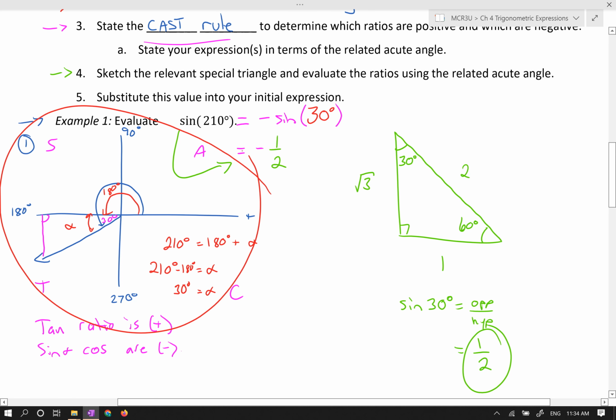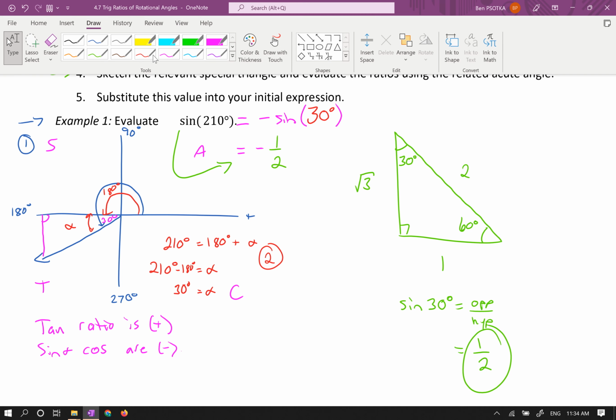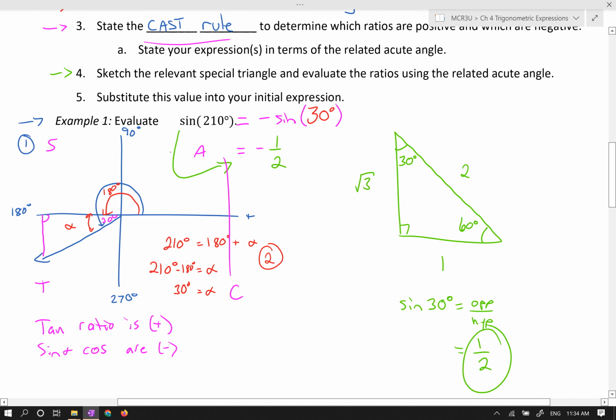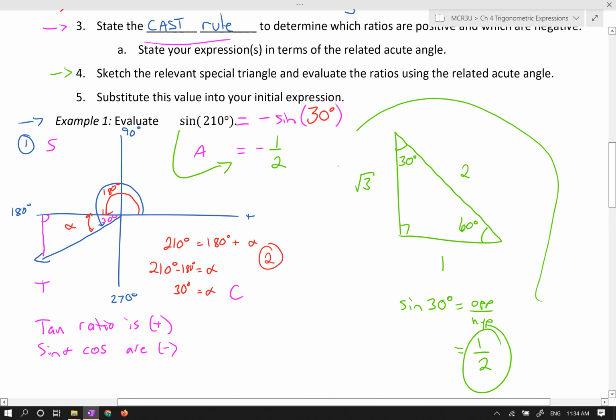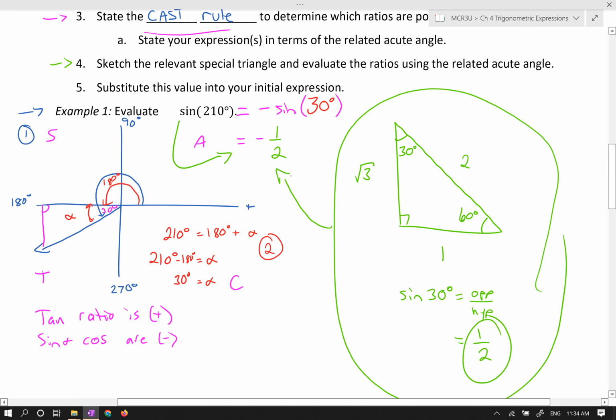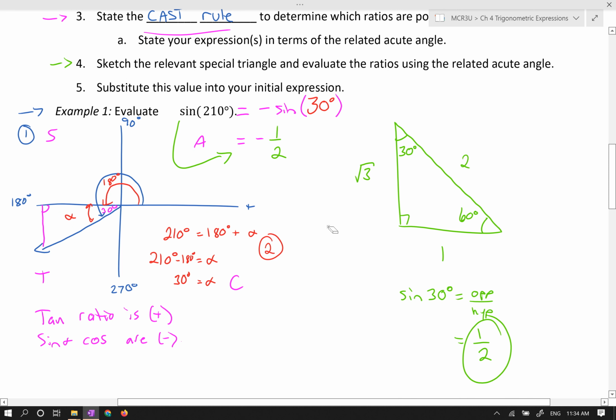Number 1, you need to make sure you sketch your angle. Number 2, you need to make sure you show your work finding the related acute angle. Number 3, you need to make sure you show your CAST rule in here, and in doing so, you need to convert: the sine of 210 degrees is going to be equal to negative the sine of 30 degrees. We're showing that work. And then you need to show your work, including the sketch of the special triangle, on every single problem you're using it. You need to show the special triangle and evaluate the sine of 30 degrees so that we can evaluate negative the sine of 30 degrees.